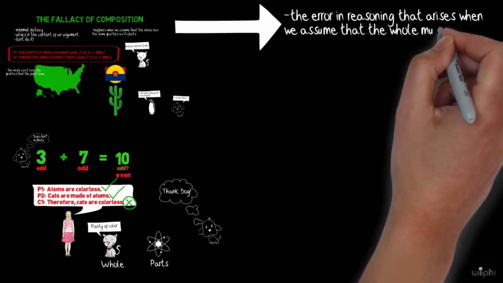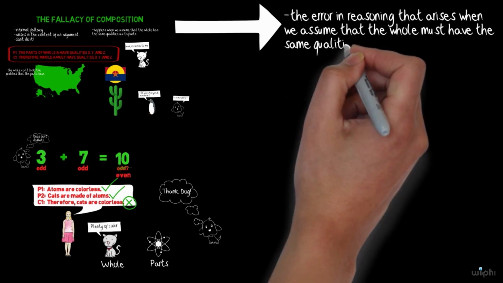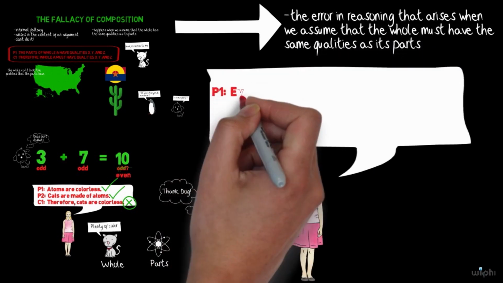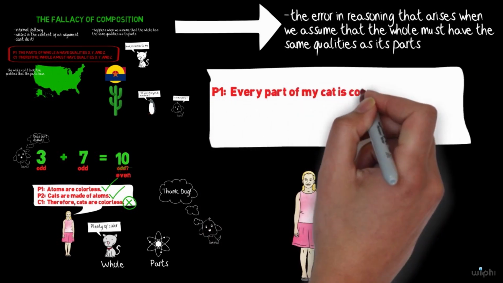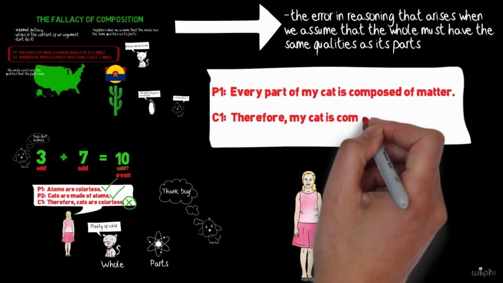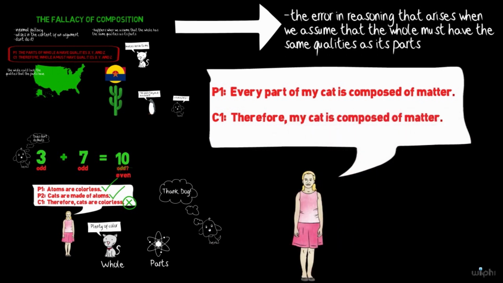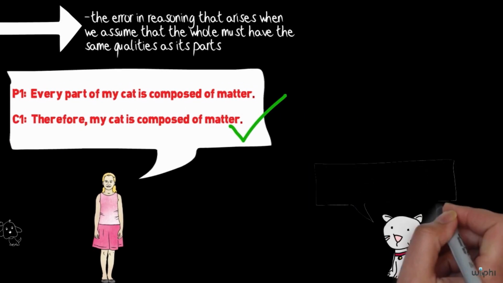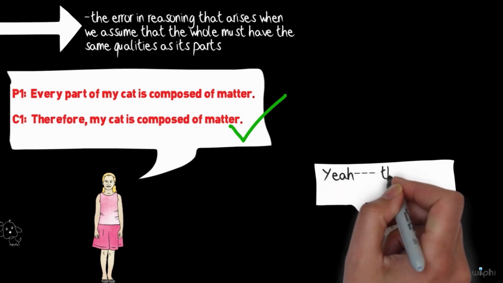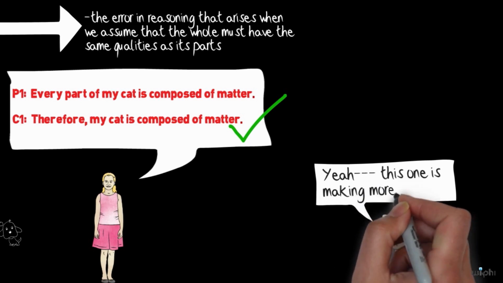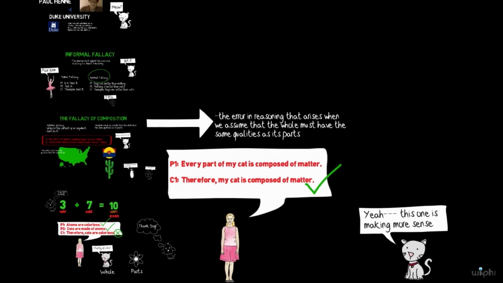It is important, however, to note that this style of reasoning doesn't always lead to false conclusions. Your friend, for instance, might argue the following. Premise 1, every part of my cat is composed of matter. Conclusion, therefore, my cat is composed of matter. And her argument leads to a true conclusion. The fallacy only arises when we don't have a good reason to infer that the whole has the same qualities as its parts. So remember to stay vigilant of this fallacy and not to worry about any colorless cats.